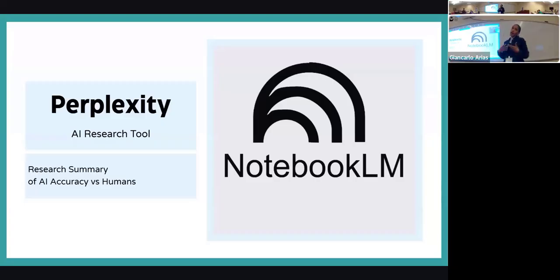Now, Notebook LM is another very valuable tool. And all it does is it makes flashcards for you. It will do podcasts for you. It will do slide decks for you based off of whatever you feed it. So I was like, okay, so I did my research on AI accuracy versus humans. So let's feed that into Notebook LM and let's just see what it comes up with.